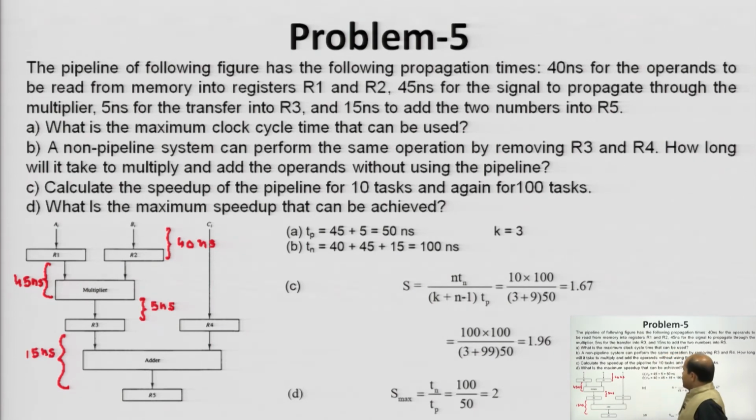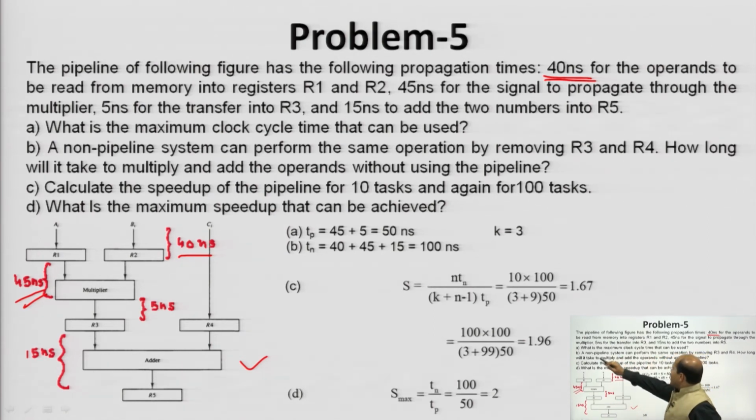Here you can see the fetch operation will take 40 nanoseconds, as given in this problem, for the memory fetch operation, and this multiplier will take 45 nanoseconds to perform its task, and this 5 nanoseconds is used to transfer the intermediate result from the multiplier to these interface registers R3 or R4, and this stage will take 15 nanoseconds to perform its task.